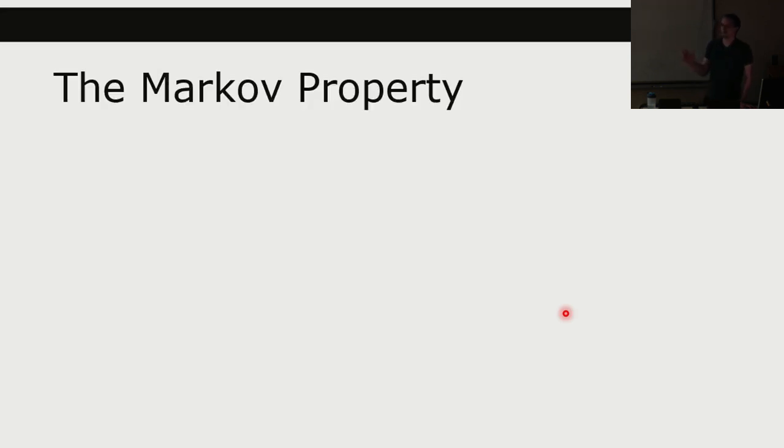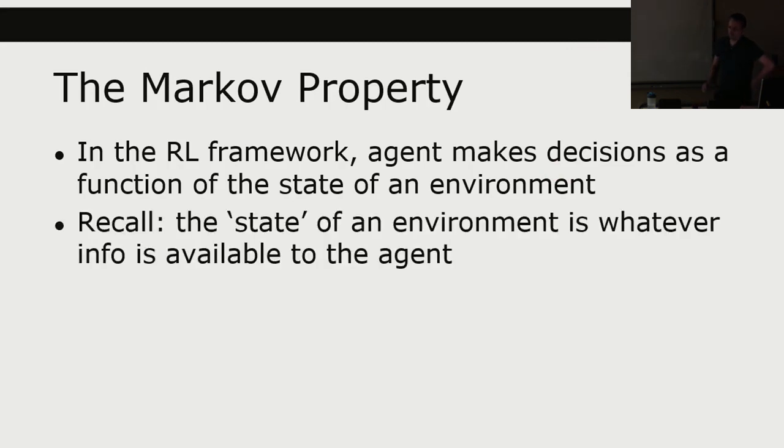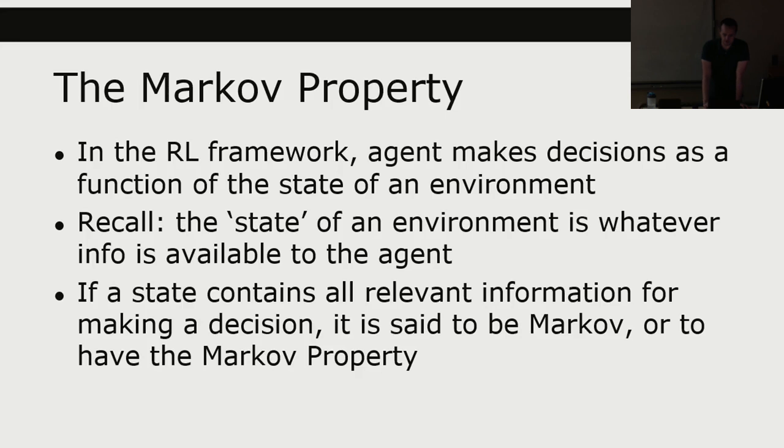One more. I know I'm overloading you with concepts here, but hopefully they're not too difficult. This one is called the Markov property. We've already talked about this before, but I didn't give it a name. In a reinforcement learning framework, an agent makes decisions as a function of the state of the environment, right? Pi is our policy based on a given state. The state of an environment, again, is everything that's available to an agent. And if a state contains all the relevant information for making a decision, then it is said to be Markov, or to have the Markov property.